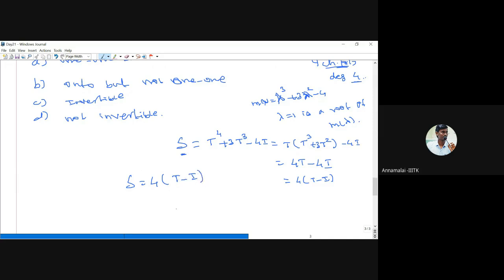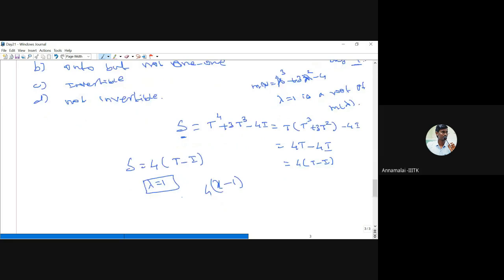Okay, now if we substitute T equal to 1, or lambda equal to 1, or look at this polynomial x minus 1, so 4 times x minus 1. Don't bother about this one. This polynomial is satisfied by S. Okay, therefore, what is the root? Lambda equal to 1. So maybe we can conclude it.